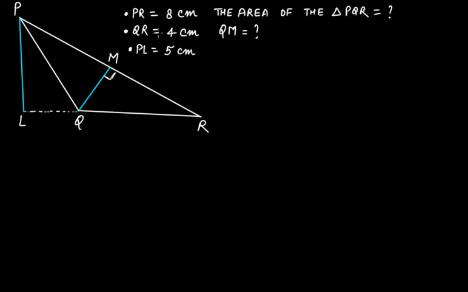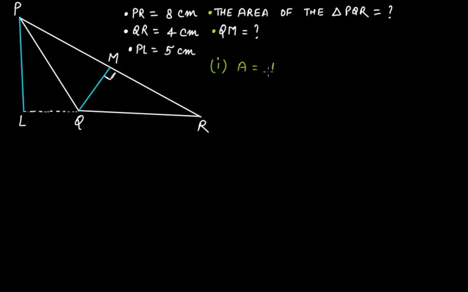What else information do we have? We have PR, that is here, 8 cm, QR, 4 cm, PL, 5 cm. We have PL, we have PR, we have QR. Okay, what's the area of the triangle PQR? So you have to first find this, and then you have to find the size of QM. Let's solve for the first one.